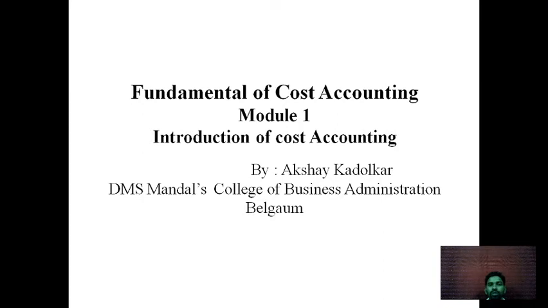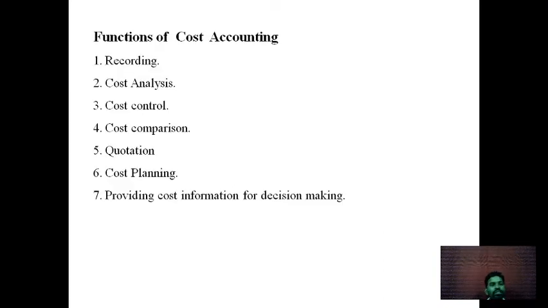Now we will see the functions of cost accounting. The first one is recording, next is cost analysis, third is cost control, fourth is cost comparison, next is quotation, then cost planning, and the last one is providing cost information for decision making. So these are the functions of cost accounting.